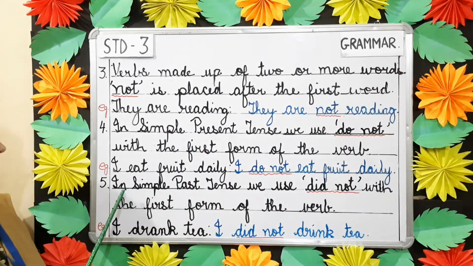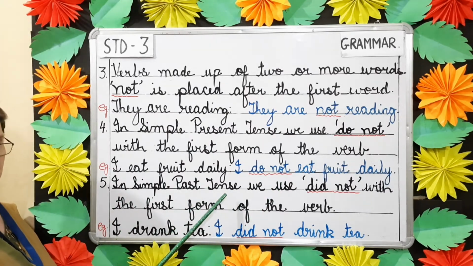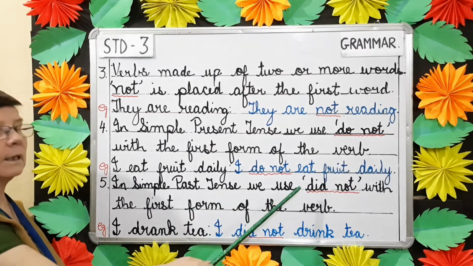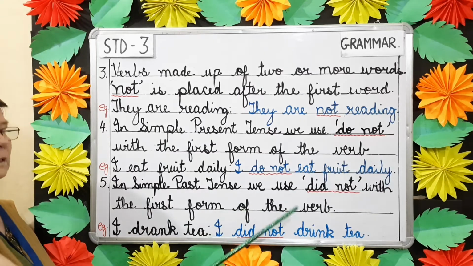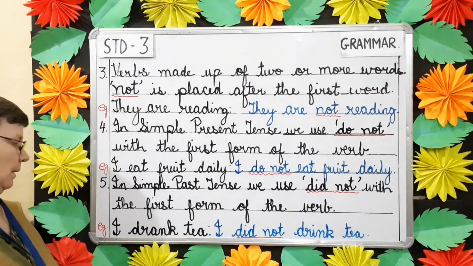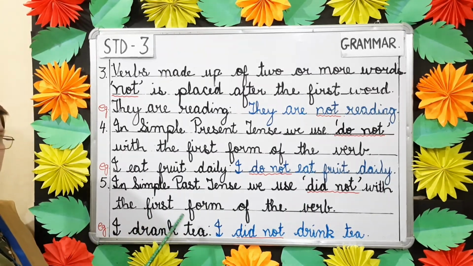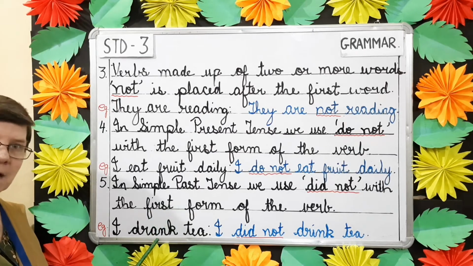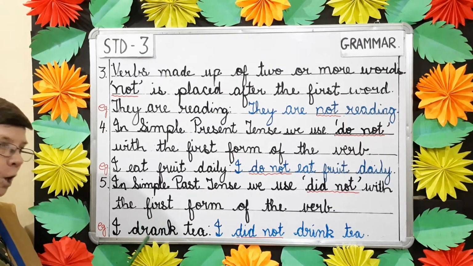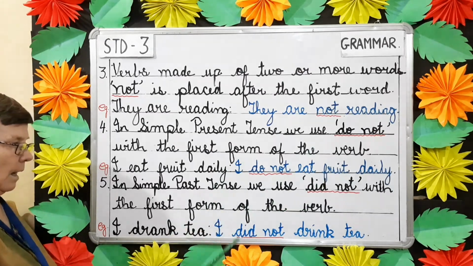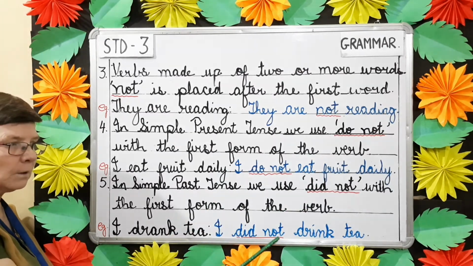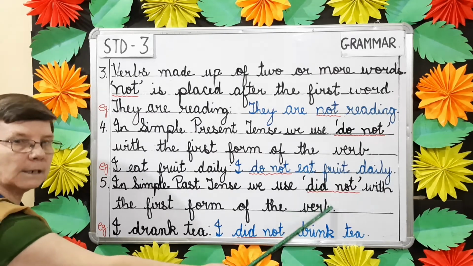Next, in simple past tense, we use did not with the first form of the verb. I drank tea. Drank is the past tense, children. So along with this, we will use did not. I did not drink tea.